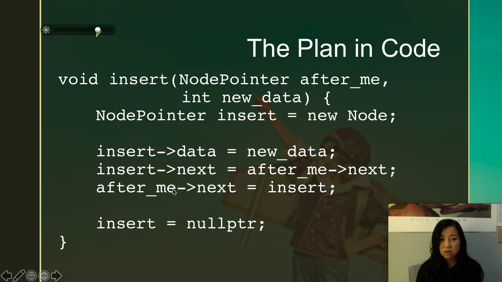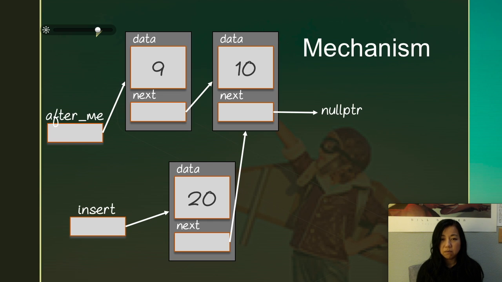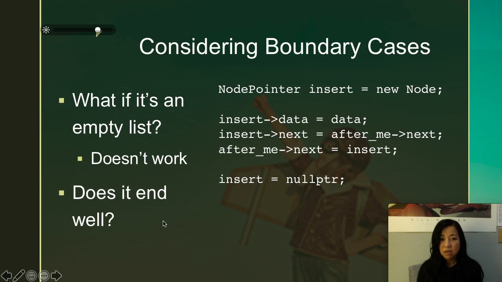And then after me arrow next equals insert. That's exactly what we want, because that will insert that node at the end, right? Let me see if I actually do it correctly. Right, so insert next will equal null pointer, and then this guy will point to where insert is pointing to. So we check that it actually ends well.